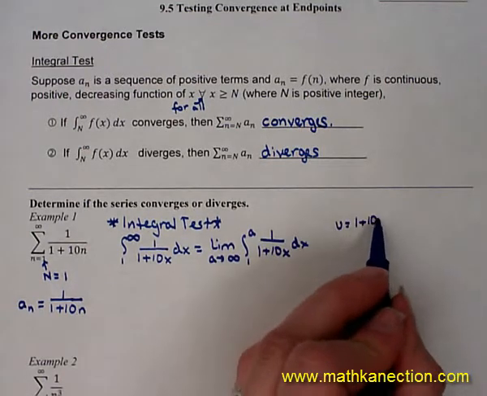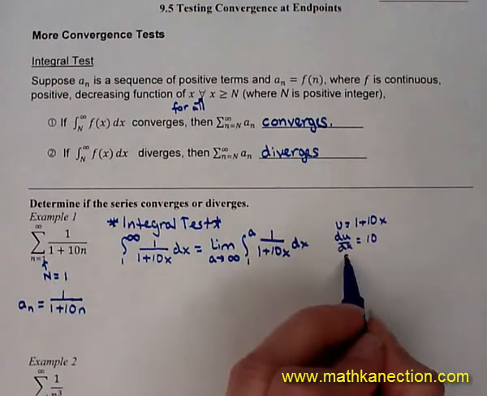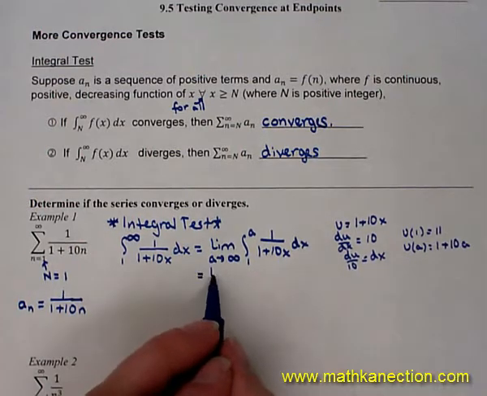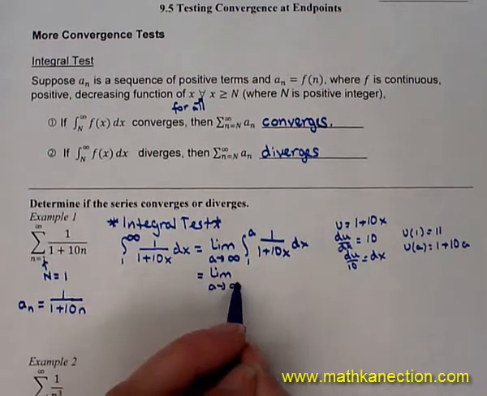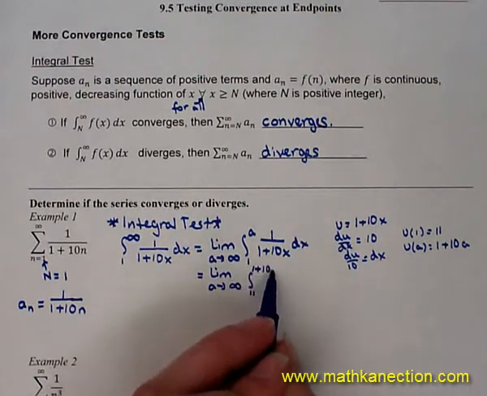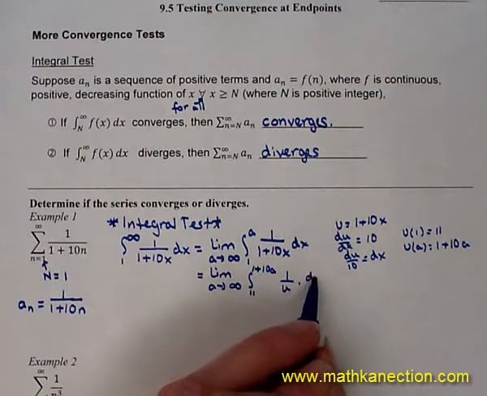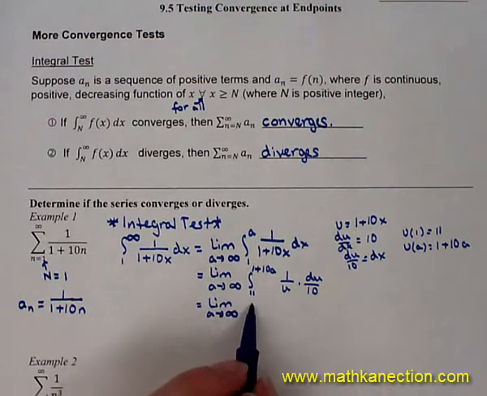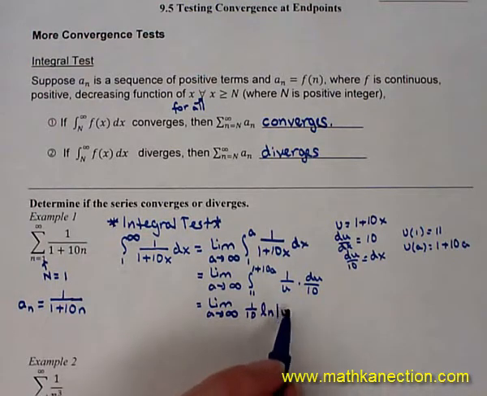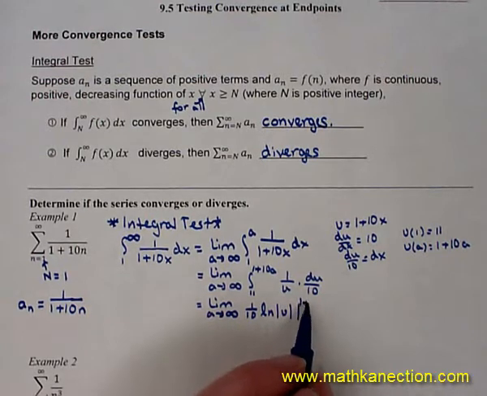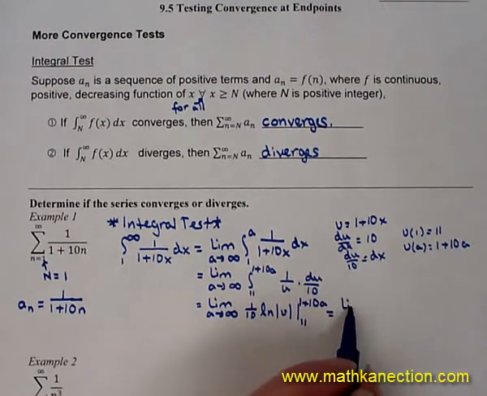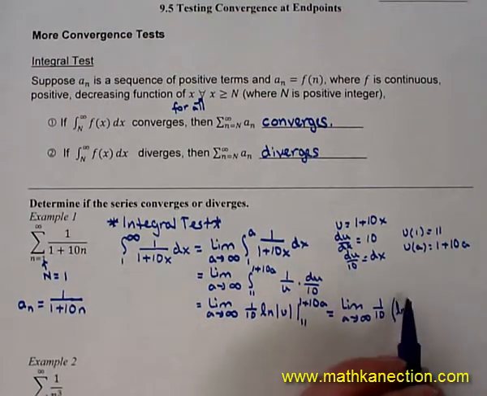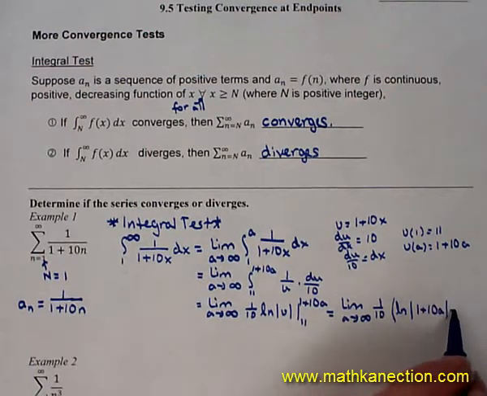Then by u substitution, u is equal to 1 plus 10x, du/dx is equal to 10, du over 10 is equal to dx, and u of 1 is 11, u of a is 1 plus 10a. So we have the limit as a approaches infinity of the integral from 11 to 1 plus 10a of 1 over u du over 10, which is equal to the limit as a approaches infinity of 1/10 natural log of the absolute value of u from 11 to 1 plus 10a. Replacing in those values following the fundamental theorem of calculus, we have the limit as a approaches infinity of 1/10 times natural log of 1 plus 10a minus the natural log of 11.